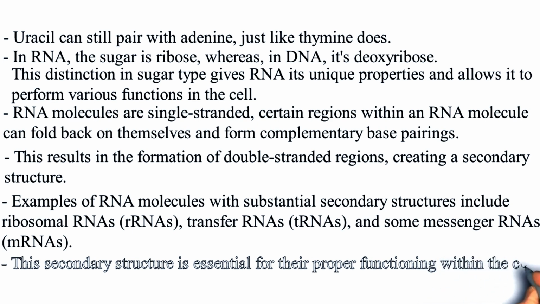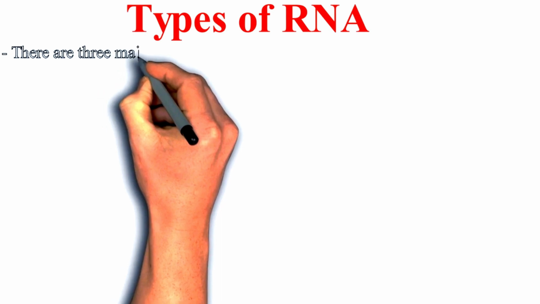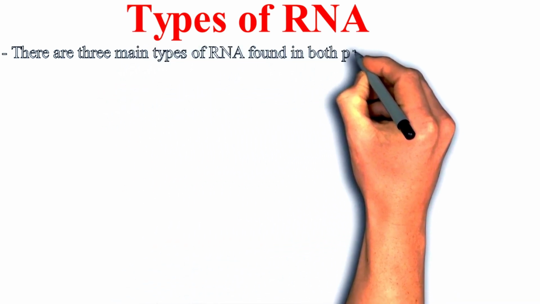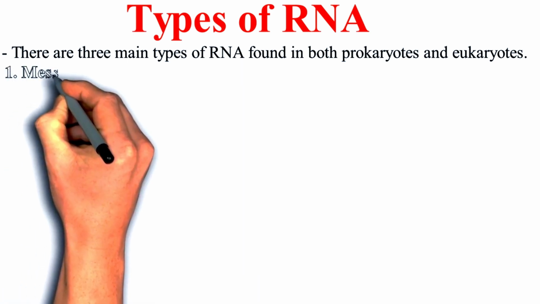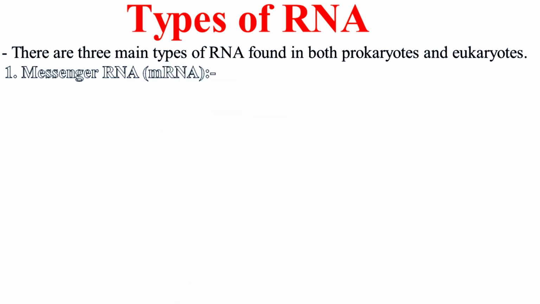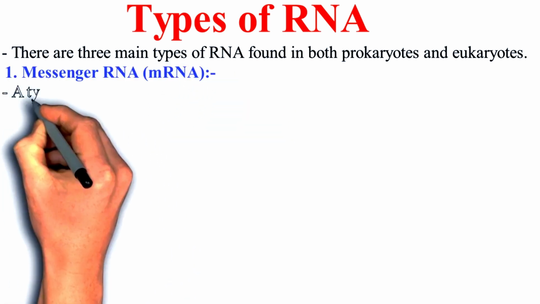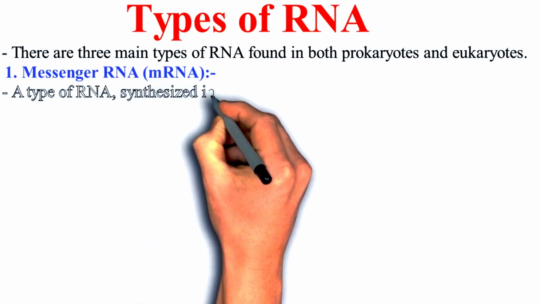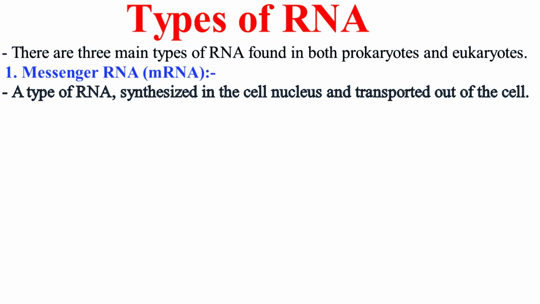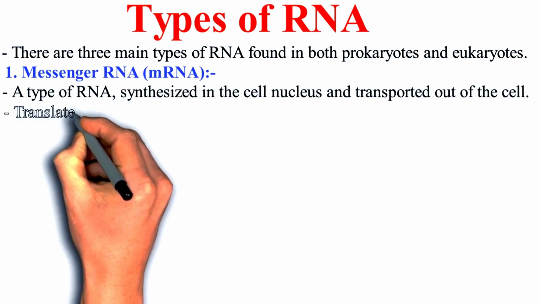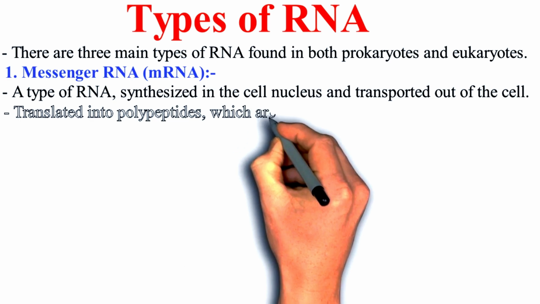Now look at the types of RNA. There are three main types of RNA found in both prokaryotes and eukaryotes. Let's explore each of them. First one is messenger RNA, or mRNA. Messenger RNA is a type of RNA synthesized in the cell nucleus and then transported out of the cell. mRNA is translated into polypeptides, which are the building blocks of proteins.